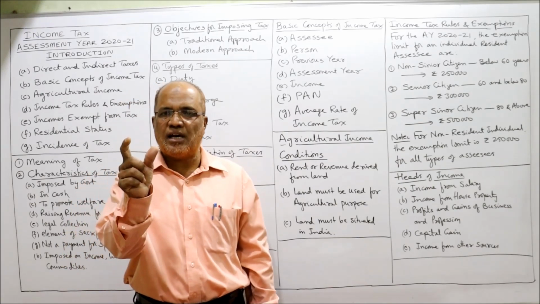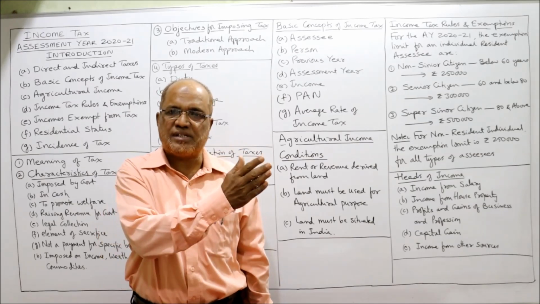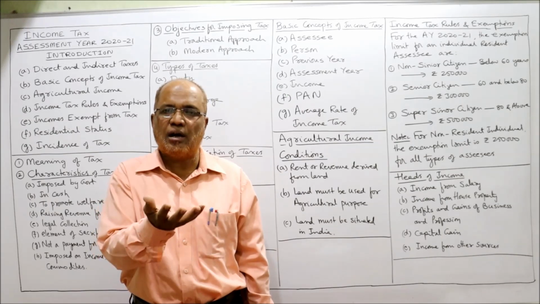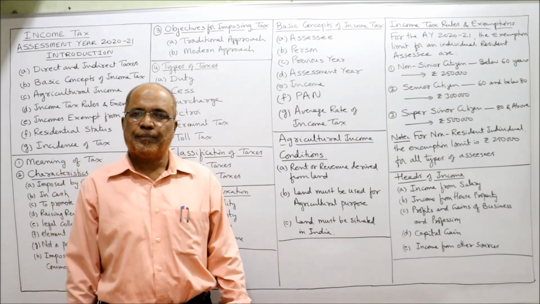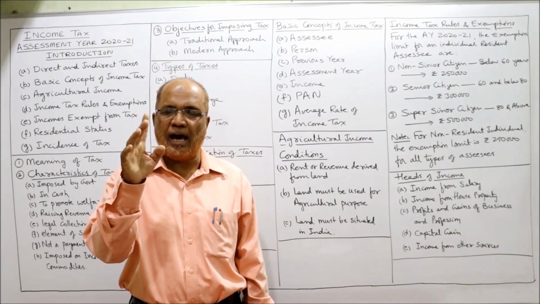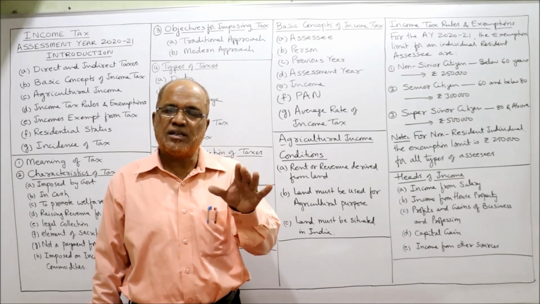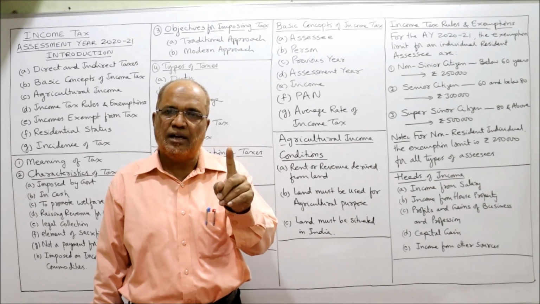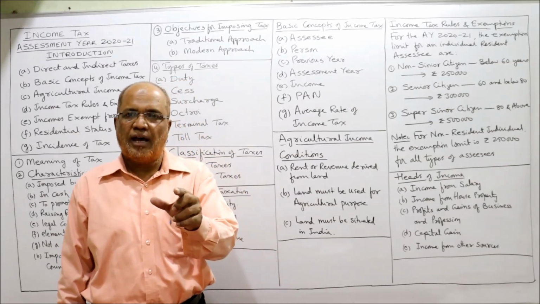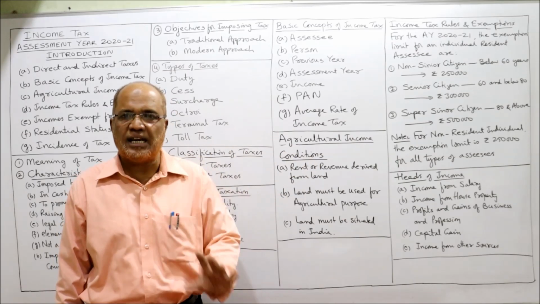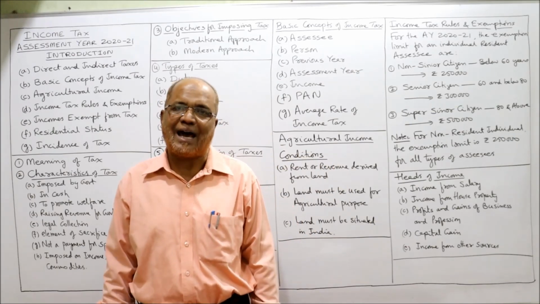So in simple words, previous year means a period of 12 months immediately preceding the assessment year. It begins from 1st April and ends on 31st March. So income earned during the previous year is taxed in the assessment year. That is previous year. Assessment year is a period of 12 months beginning from 1st April and ending on 31st March. The current assessment year is 2021. It started on 1st April 2020 and ends on 31st March 2021. This is called the assessment year, and income earned in the previous year is taxed in the assessment year. That's why the previous year is called the income year and the assessment year is called the tax year.